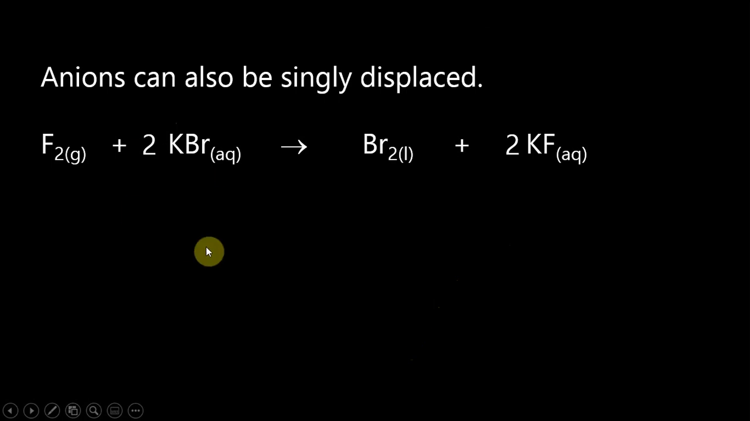We need to remember too with single displacement reactions that anions can be displaced as well. So for example, fluorine can displace the bromine in potassium bromide. We're left with bromine and potassium fluoride.